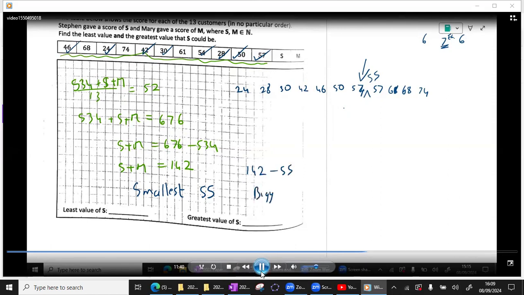So the biggest it could possibly be is 87, and then M is going to be the other one that we haven't spoken about. So if S is 55, M is 87, and if S was 87, then M would be 55.